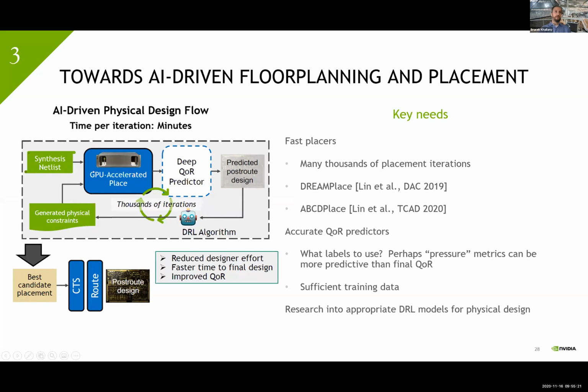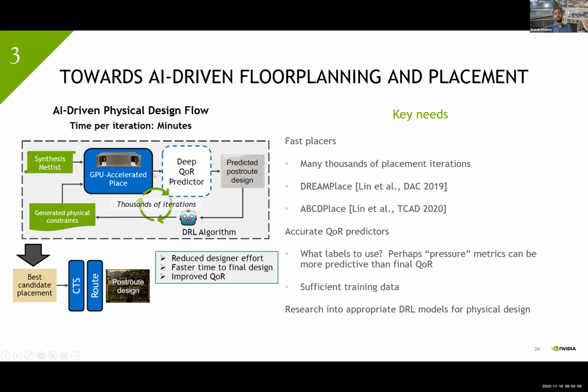One is fast synthesis and placers. If we want to run hundreds of thousands of iterations to get a deep reinforcement learning loop to work, we need to run placement every single time. Fortunately, there's been some work in this space on using GPU accelerated placers. This is work we've done collaboratively with UT Austin and Peking University on DreamPlace and ABCDPlace that allow us to place large partitions of millions of cells in seconds or minutes, which is fast enough to start perhaps throwing it into these reinforcement learning loops.